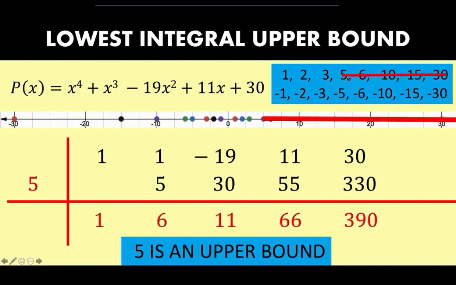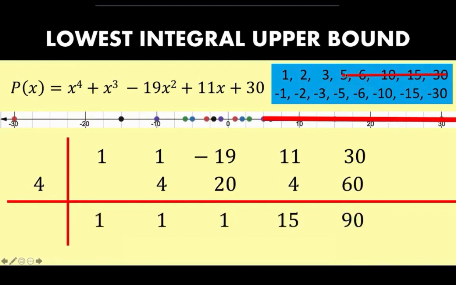And so, we can now eliminate all these possible rational roots, 5, 6, 10, 15, and 30, because we know that 5 is an upper bound. The function will just keep going higher and higher after x equals 5, and the graph will no longer turn down to intersect the x-axis. Just using this one test, we now narrow down the possible number of rational roots from 16 down to 11.